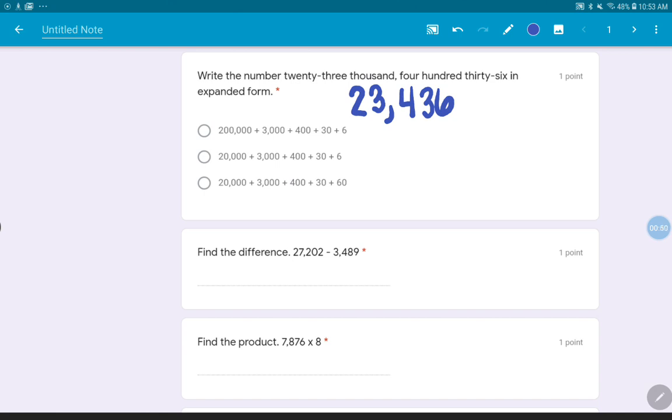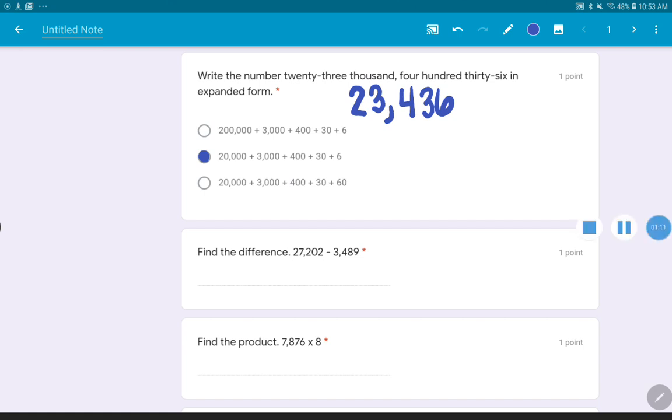The second one. The second choice. The value of the digit 2 is 20,000. The value of the digit 3 is 3,000. The value of the digit 4 is 400. The value of the digit 3 is 30. And the value of the 6 is just 6 ones.